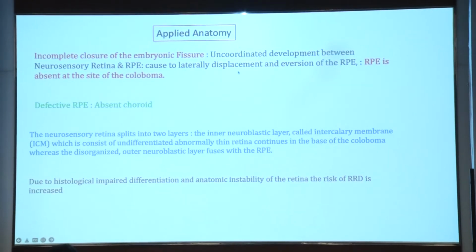Just a few things. I'm not going to bore you with anatomy, but there is an incomplete closure of the embryonic fissure. So what does that cause? That causes a split in the neurosensory retina. The RPE is redundant. The neurosensory retina gets split into two. Those two layers are the inner neuroblastic layer, which is commonly called the intercalary membrane, and that is just a very abnormally thin retina. The other one is the outer neuroblastic layer, which is fused with the RPE.